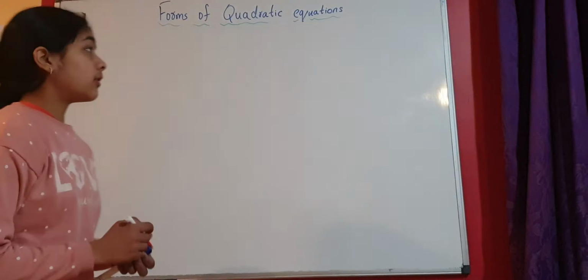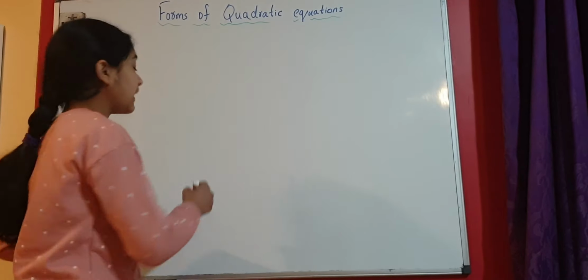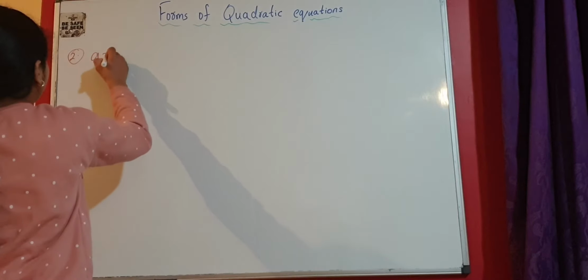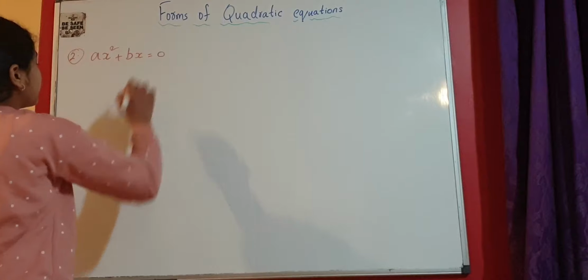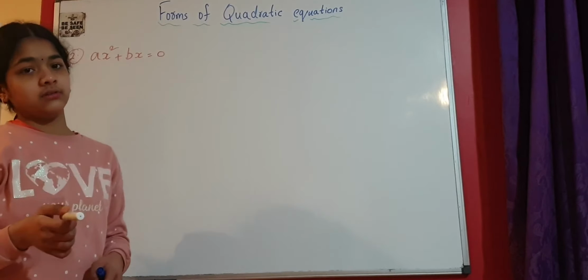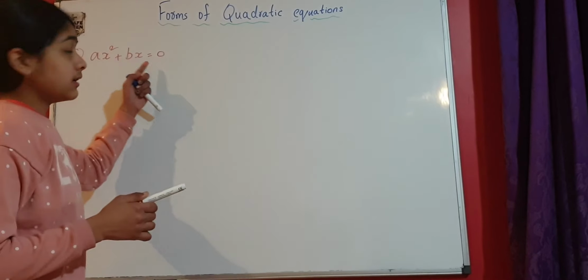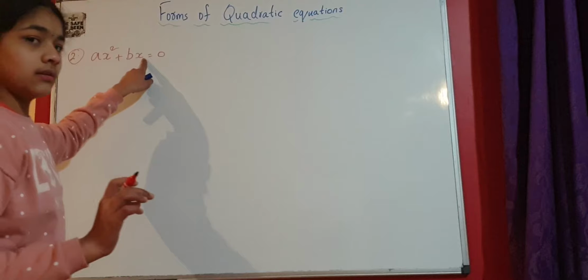So the next form of quadratic equation we are going to take up is ax square plus bx is equal to 0. The first form of quadratic equation is ax square plus bx plus c is equal to 0. Here c is missing. Ax square plus bx is equal to 0. Just bx, no c here.